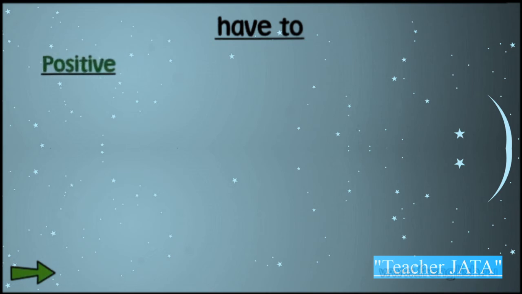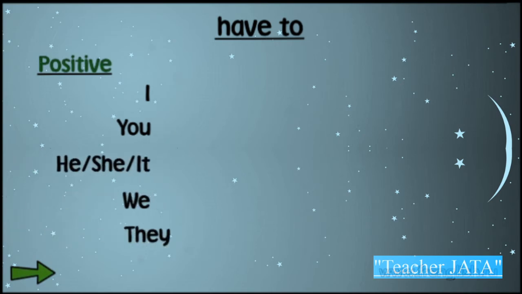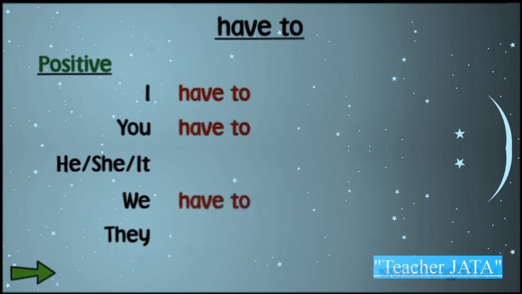We form positive sentences with have to like this. We use have to for I, you, we, and they. We use has to for he, she, and it.